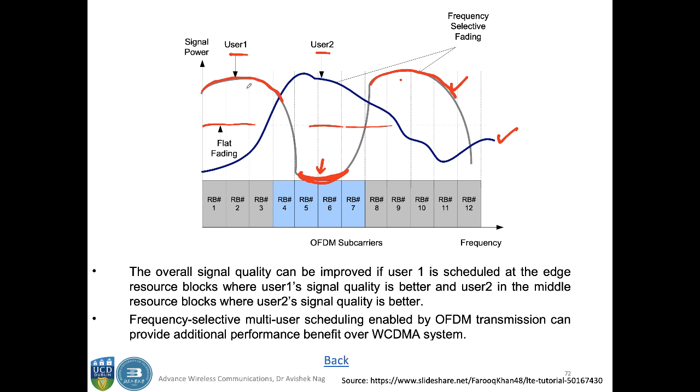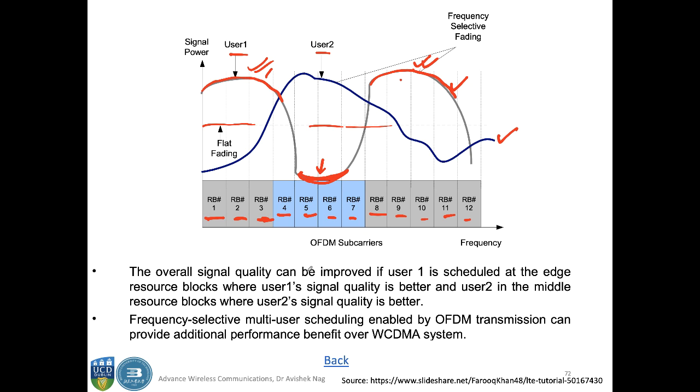they don't face much fading. Okay, so for example, you can allocate resource blocks 1, 2 and 3 to user 1, and again 8, 9, 10, 11 and 12 to user 1, because during these frequencies that these resource blocks have, user 1 is facing maximum gain. Okay, and then when user 2 has a maxima, you can allocate these 4, 5, 6 and 7 resource blocks to user 2.